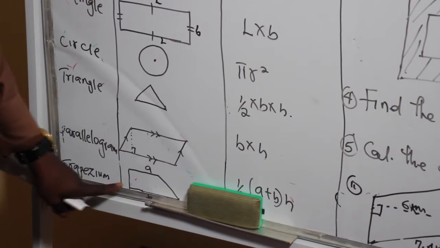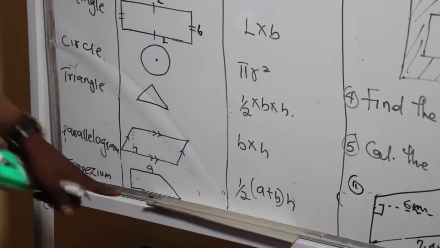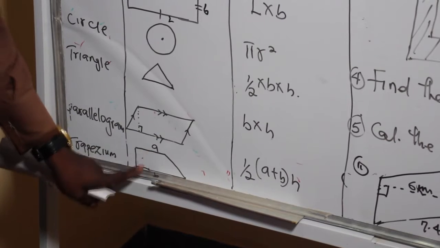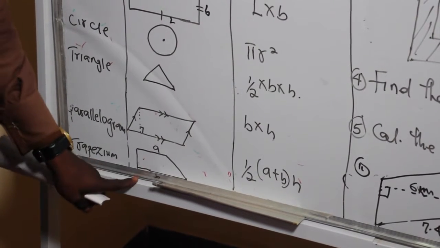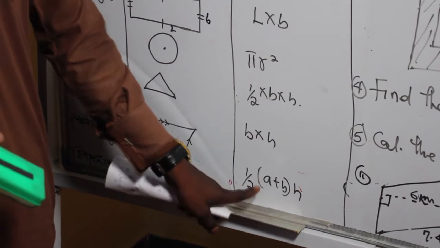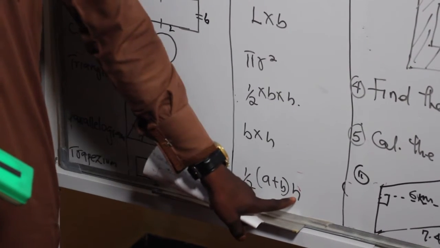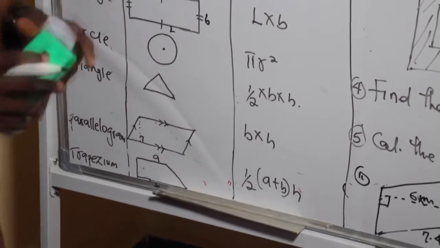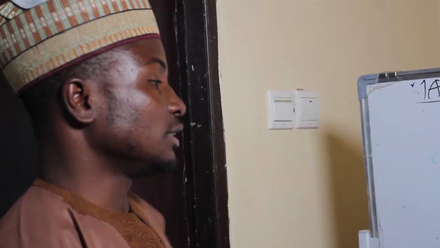Then trapezium. This is the shape of a trapezium. We have the height, we have the 2 sides. The 2 sides are represented with A and B. So the formula for calculating the area of a trapezium is 1/2 into A plus B times height. That means you add the 2 sides, then you multiply it by the height. Examples.